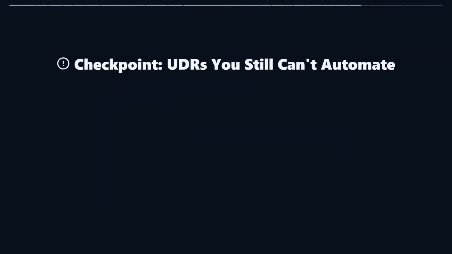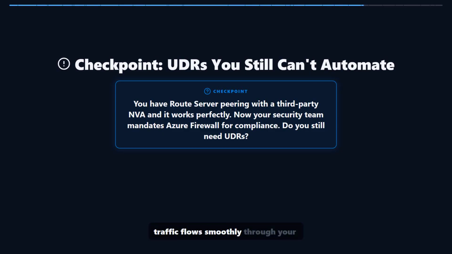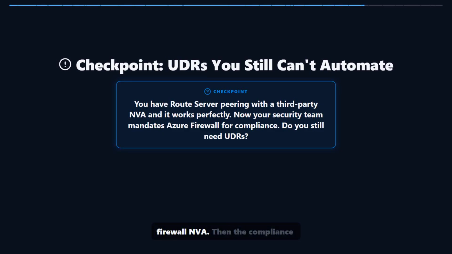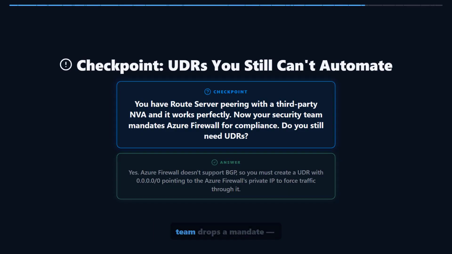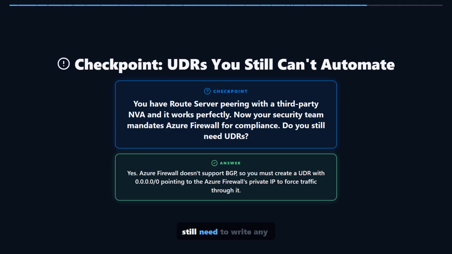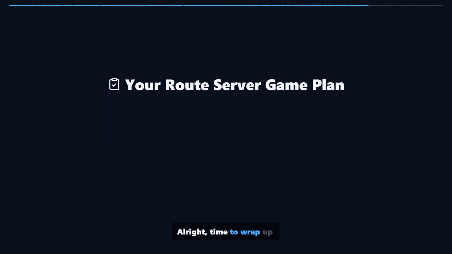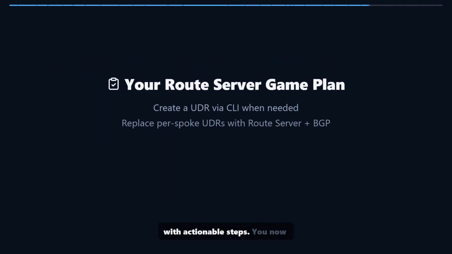Time to lock in what we just covered. Here's the scenario. Route Server is up, BGP peers are green, and traffic flows smoothly through your firewall NVA. Then the compliance team drops a mandate. You must deploy Azure Firewall in the hub. Do you still need to write any UDRs? Think for a second.